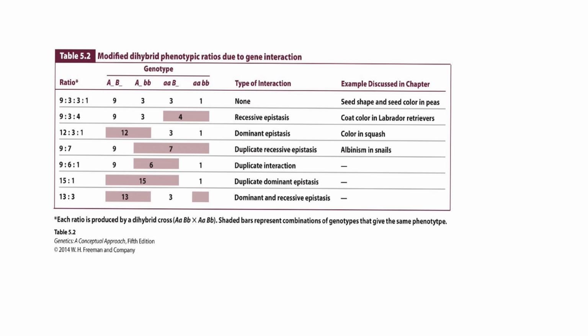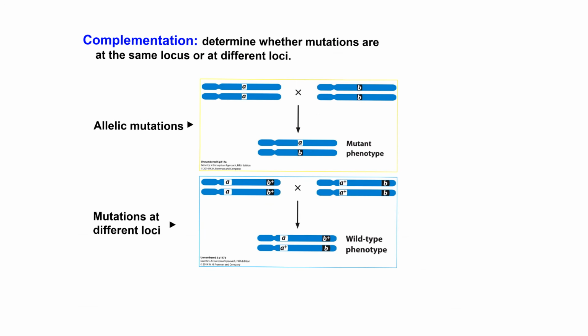Therefore, I don't want you to just memorize this table with altered ratios. What I want you to do is think and consider how this phenotype might actually be created. What does it mean? How might these two genes interact in order to produce these genotypic, respectively phenotypic, ratios?